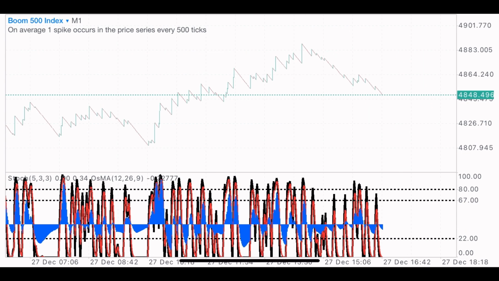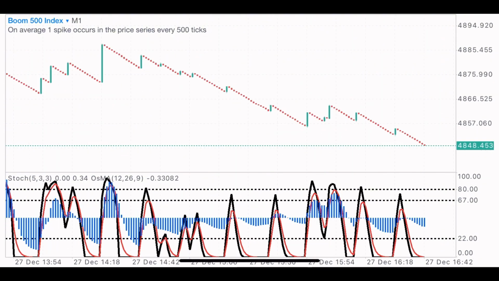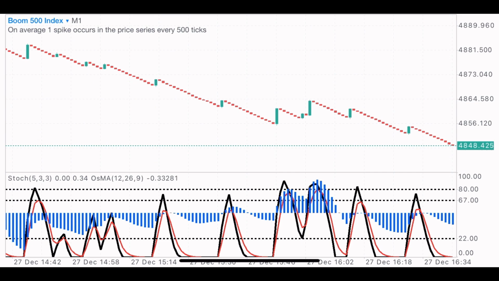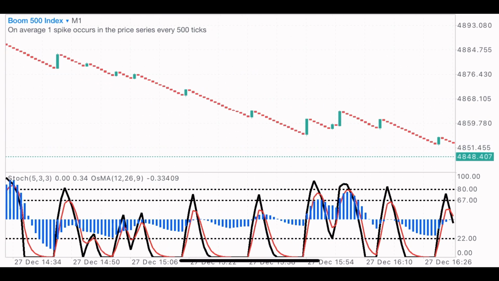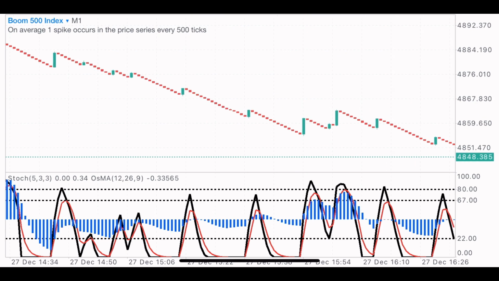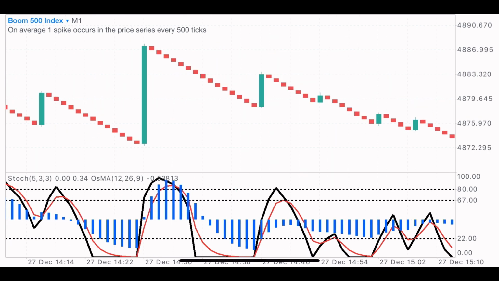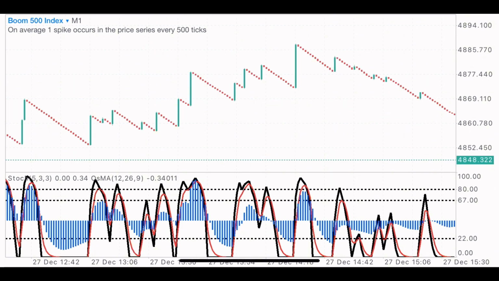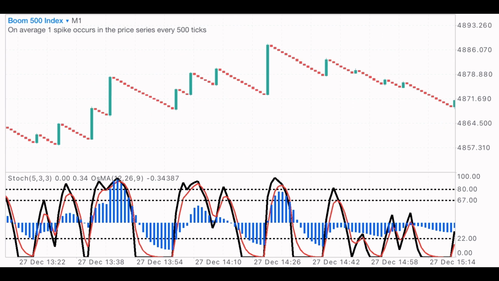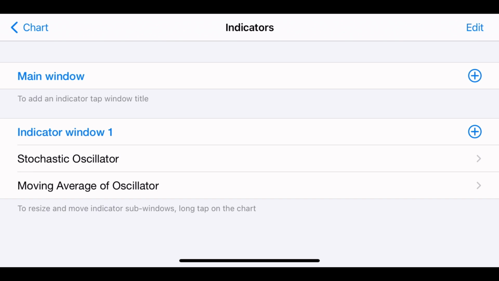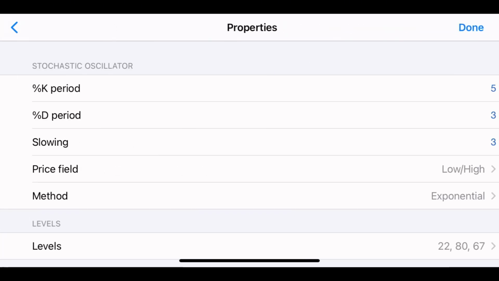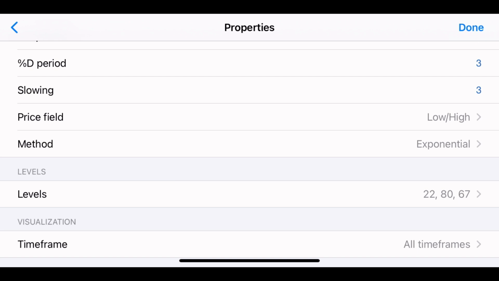Okay, let's zoom out. We're going to zoom out, so I'm going to zoom in. 1, 2, 3 and 4. Okay, then we're going to scroll until it has been in the middle of the level of 67. Okay, let's zoom in. Or if it did not enter the level of 67, what you have to do is go to the indicators, right? You go to the indicators, you choose the stochastic oscillator, you go to the levels, right?